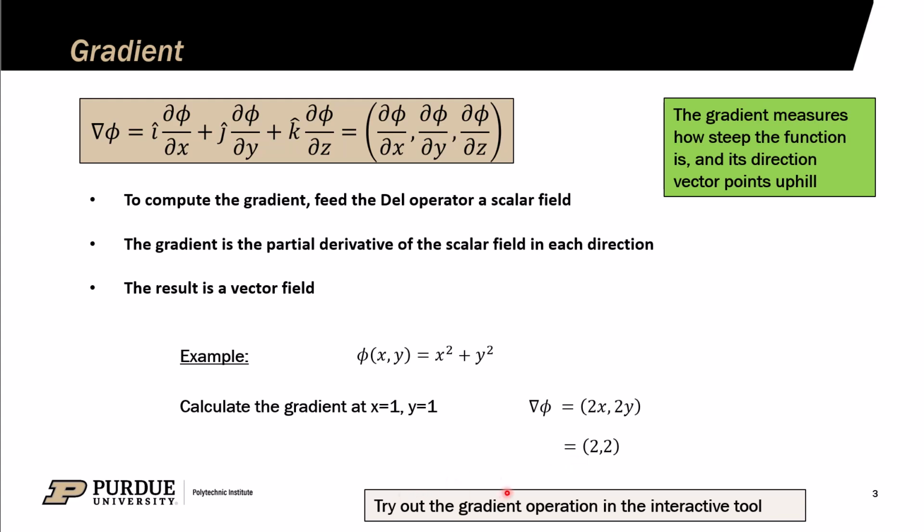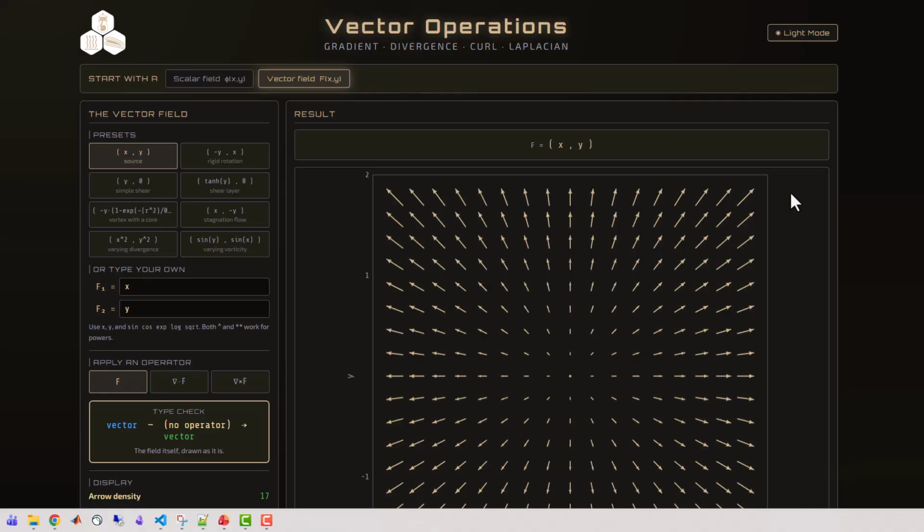So what I'm going to do is open another interactive tool. You may see this in the other videos where we can try out the gradient operation. And what's important to recognize is the gradient measures how steep the function is, and the direction of the vector points uphill. I'm going to illustrate that. Let me pull up the tool.